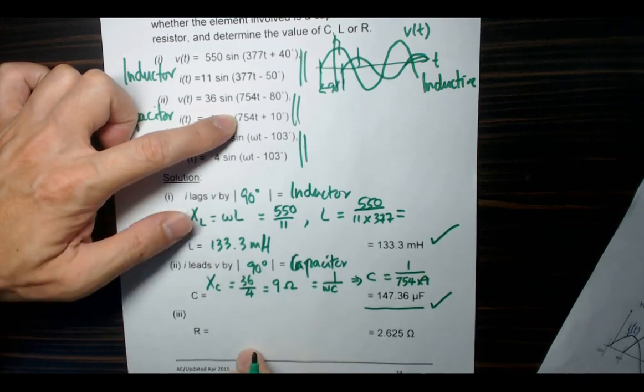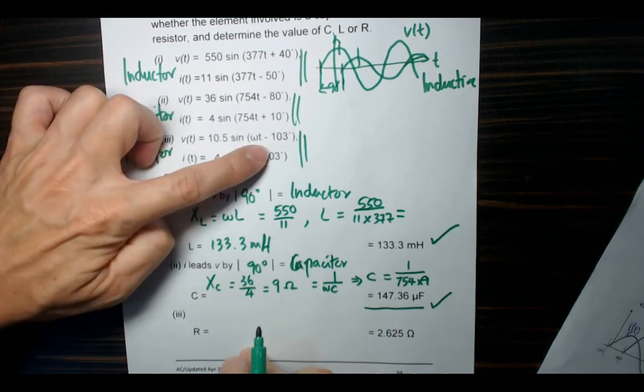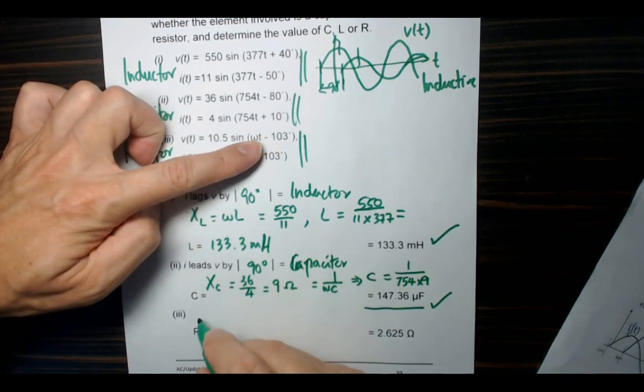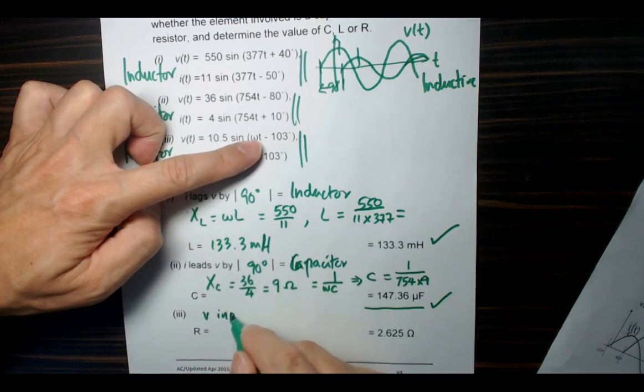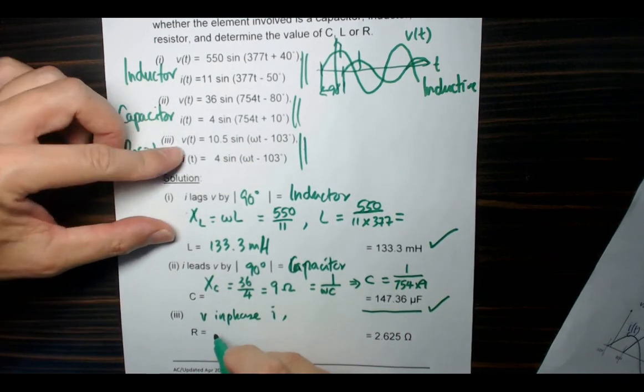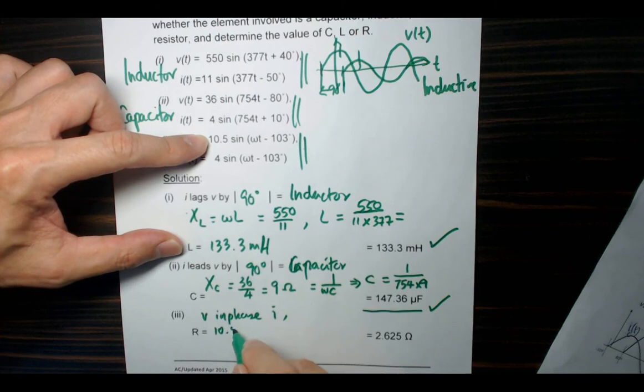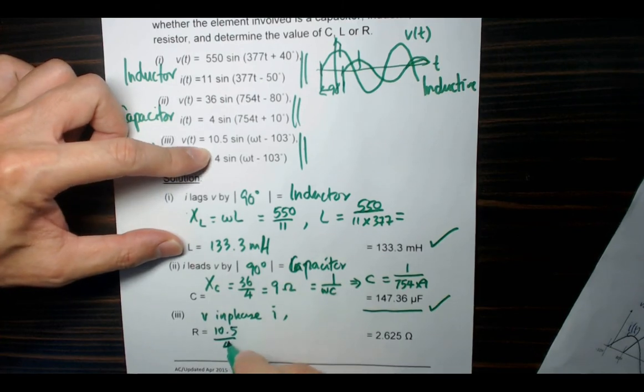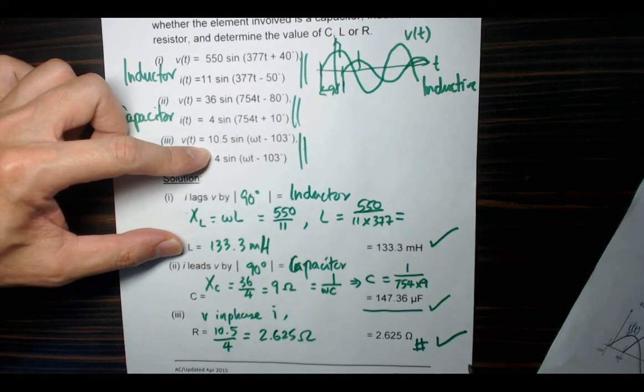And finally, for the third circuit, because these two are in phase, V is in phase with current I. Therefore, R is equal to V, 10.5, over 4, which is 2.625 ohm.